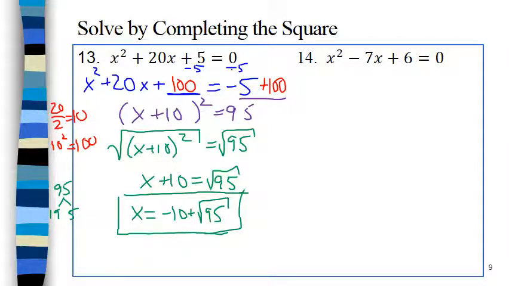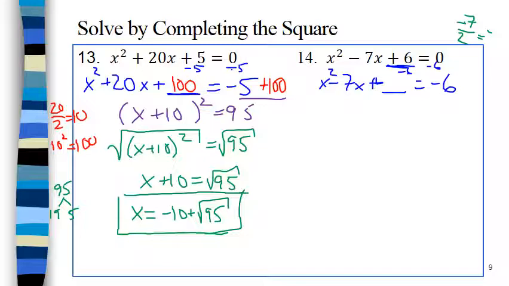Let's try one more. We're going to do something similar, so I want to make room for this to be a perfect square. So x squared minus 7x plus what to be a perfect square equals, if I subtract 6 on both sides, negative 6. Okay, so now I have to figure out what I'm going to add. So I take negative 7 and I divide it by 2. So I get negative 7 over 2.